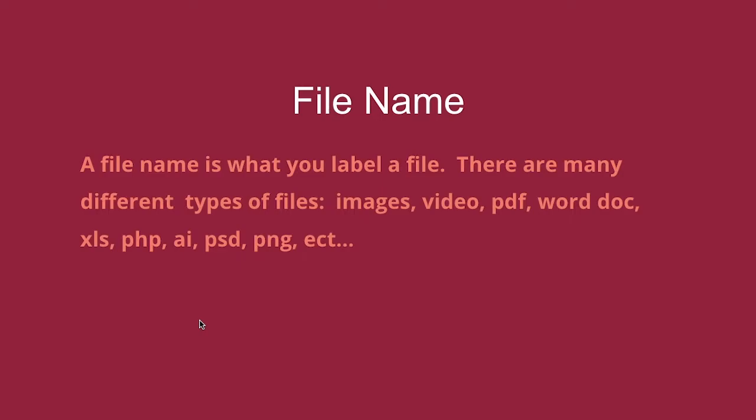There's images, videos, PDFs, Word docs, XLS, PHP, Illustrator, PDF. These are all different types of files, and file names matter. So from an SEO perspective, we are concerned with file names that we use for the page content. Most important of these are the image files.